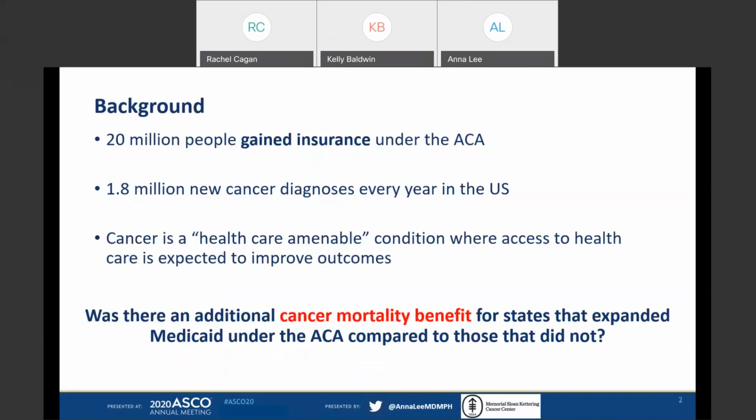As a result of congressional approval of the Affordable Care Act, also known as Obamacare, in 2010, 20 million people gained insurance through this legislation. In the US, there are 1.8 million new cancer diagnoses every year, and cancer is considered to be a healthcare amenable condition where access to healthcare is expected to improve outcomes like survival. To that end, we wanted to ask, was there an additional cancer mortality benefit for states that expanded Medicaid under the Affordable Care Act compared to those that did not?